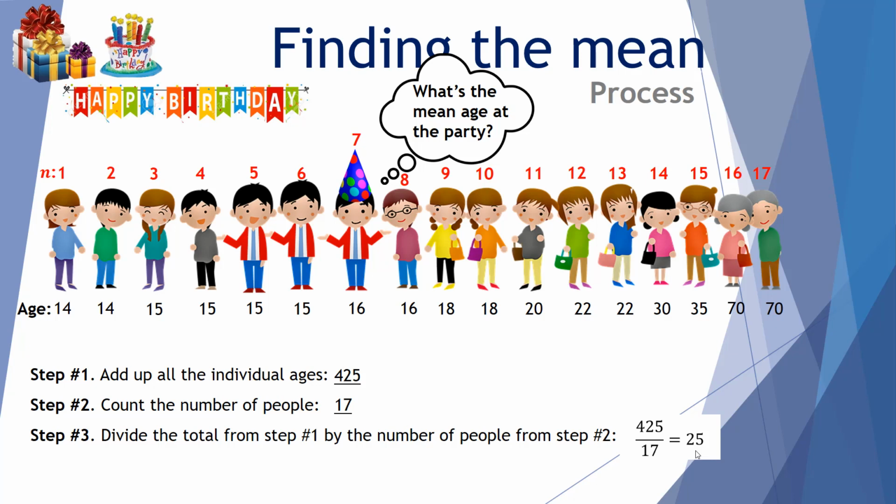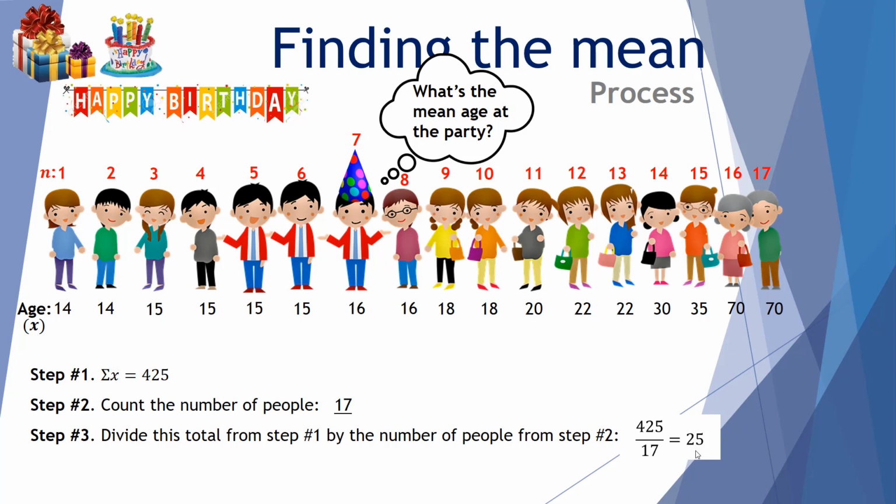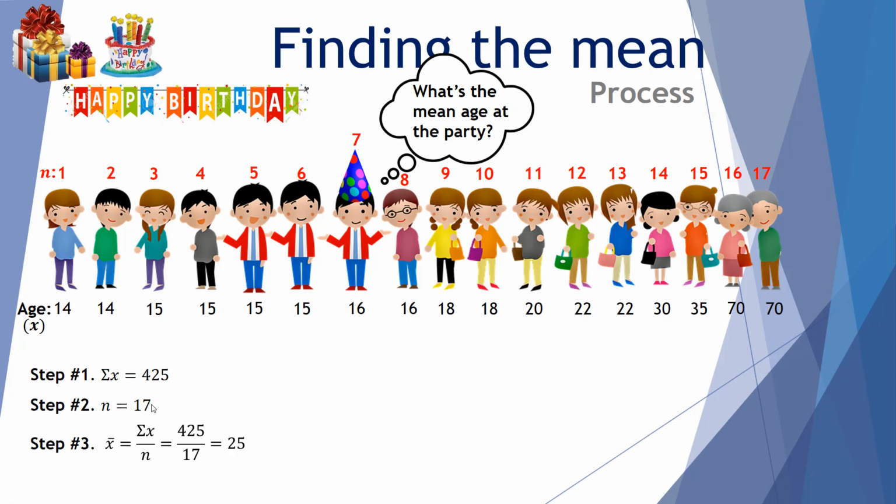Let's look at the way in which this should be represented mathematically. So first of all, the sum of all the ages, we use this value, sigma x. This is part of the Greek alphabet. It means the summation of all the x values. So in this case, the x values represent age. So the sum of all our ages is 425. n is the number of people in this sample. So we have 1, 2, 3, 4, all the way up to 17. 17 people.